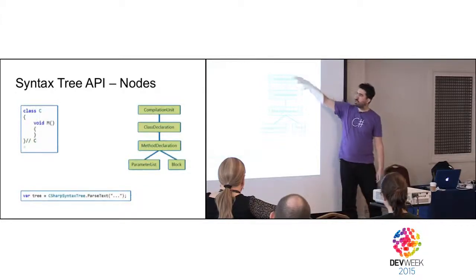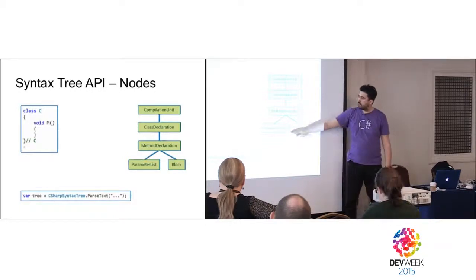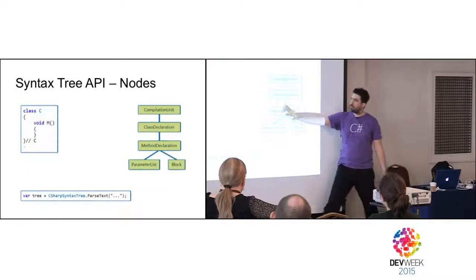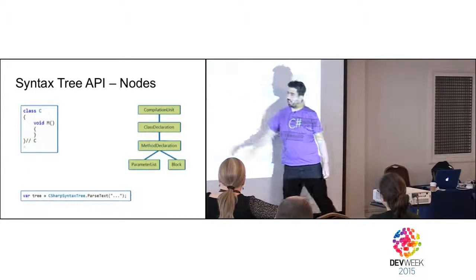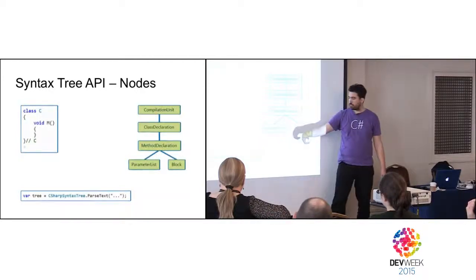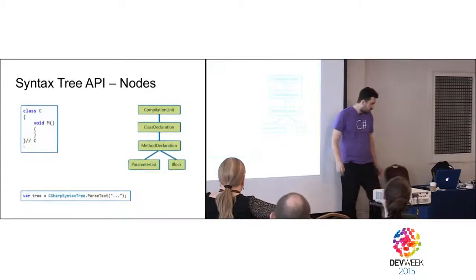So you have a compilation unit, which is a file. It has a class declaration, which is class C. It has a method declaration. The method has a parameter list, which is empty, as you can see. And it contains a block. The block is everything inside of that. So this is how, if you would use this API from Roslyn, you could give it this code, and it will give you out a tree that looks like this. OK, so these are nodes.